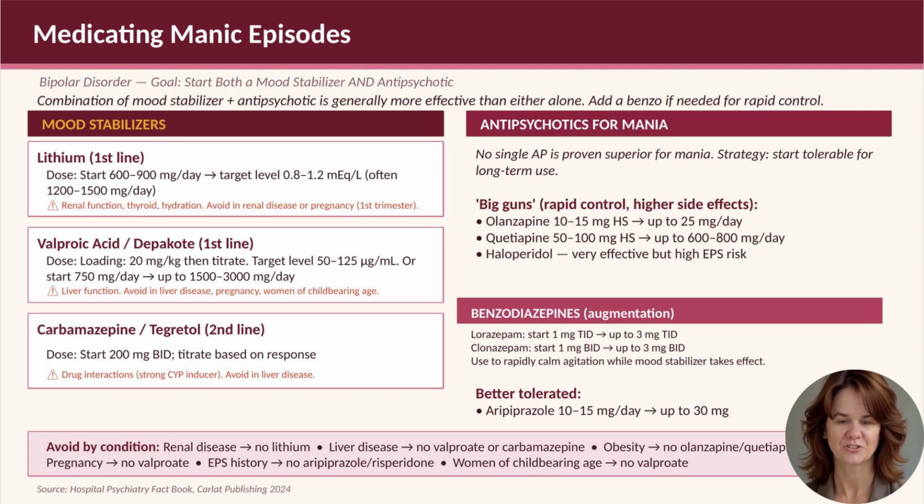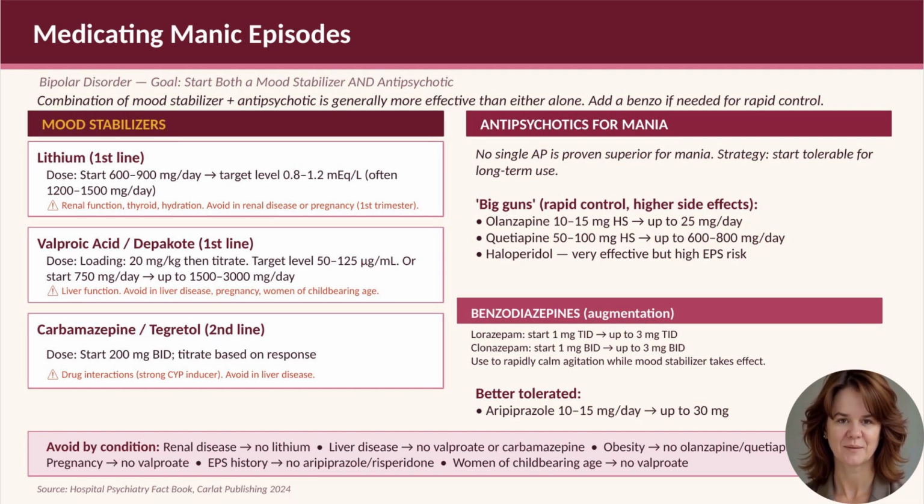Valproic acid is also first-line and often preferred in acute or inpatient settings because it can be rapidly loaded at 20 to 30 milligrams per kilogram to achieve therapeutic levels quickly, with target levels generally between 50 to 125 micrograms per milliliter, making it useful for patients with severe agitation, mixed features, or when lithium is contraindicated. Carbamazepine is considered second-line due to drug interactions and side effect burden, but may be useful in certain cases.